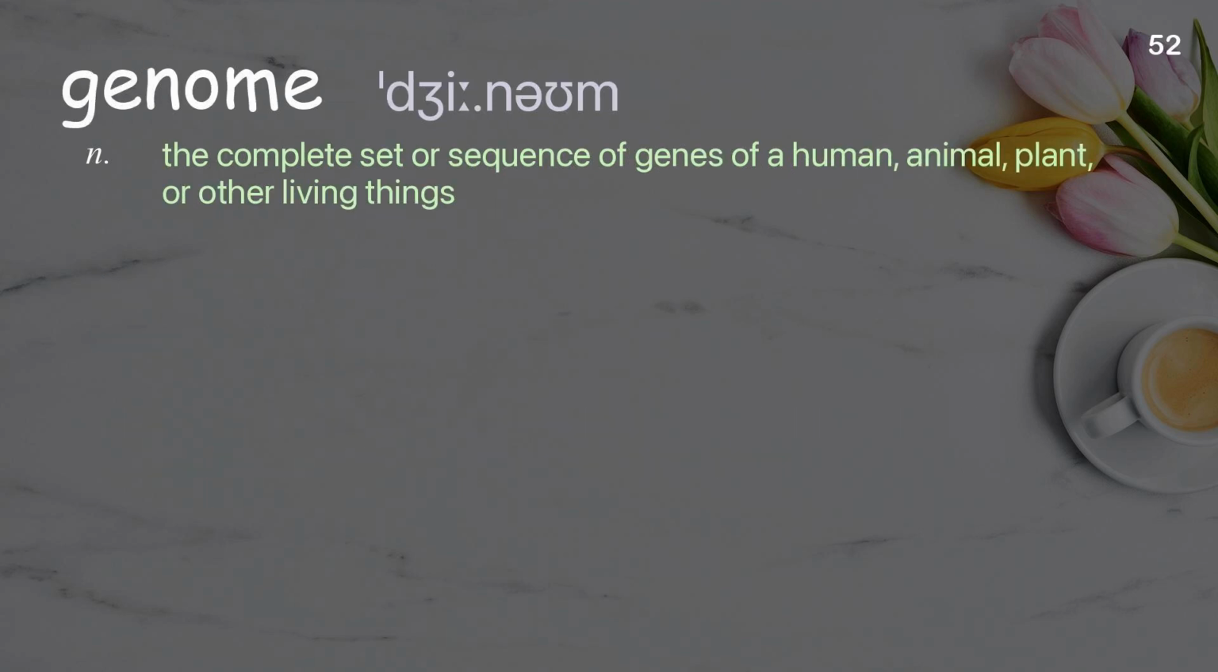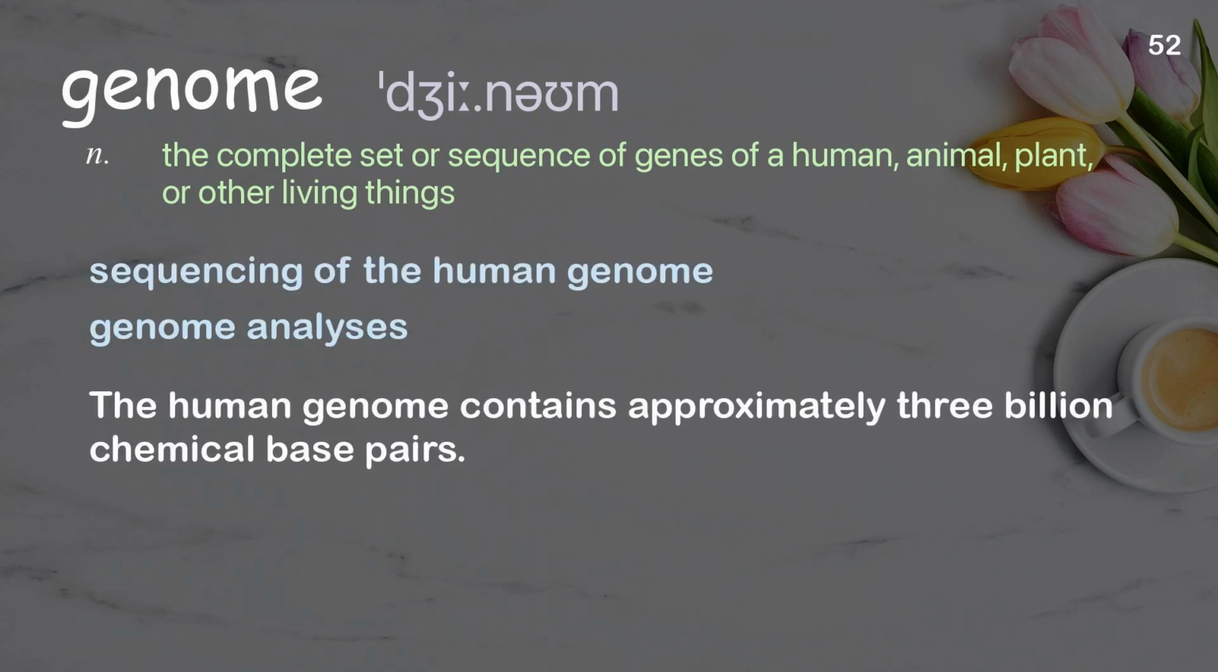Genome. The complete set or sequence of genes of a human, animal, plant, or other living things. Examples. Sequencing of the human genome. Genome analyses. The human genome contains approximately 3 billion chemical base pairs.